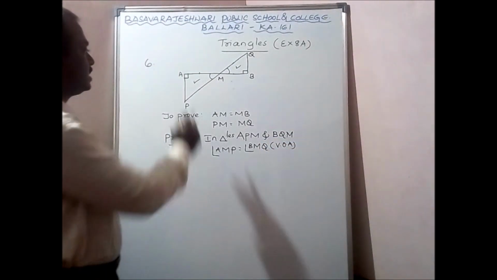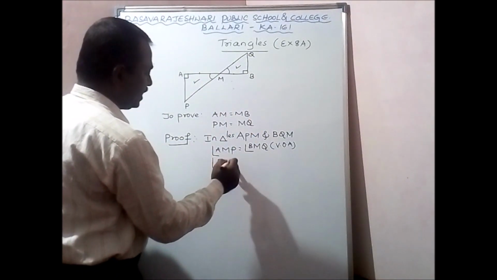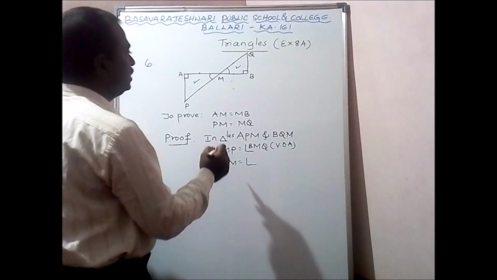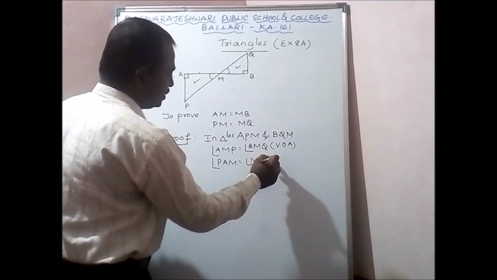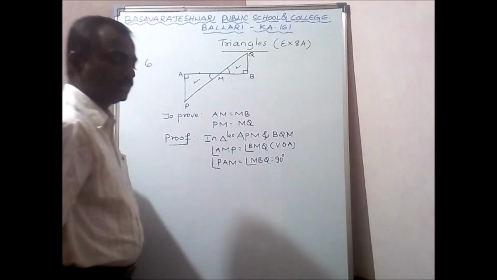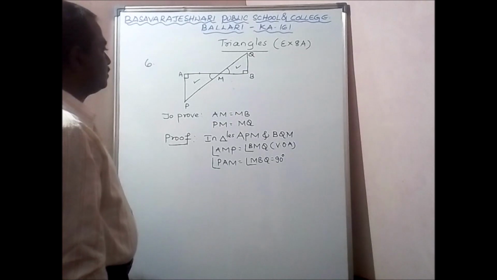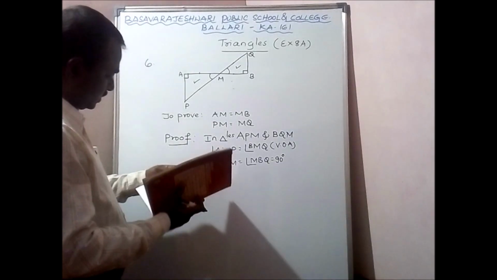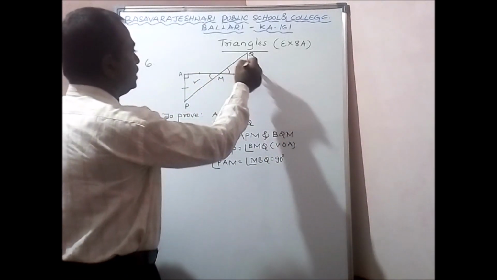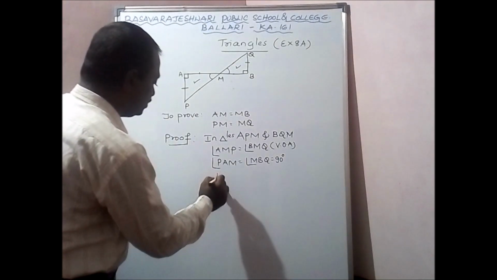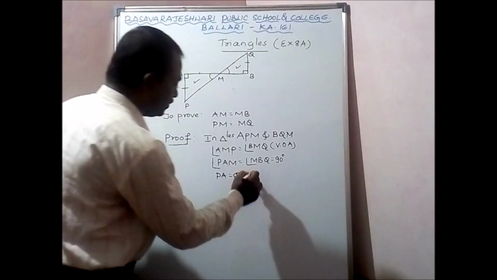One point is over. Similarly, they are given angle PAM is equal to angle MBQ, and angle MBQ is equal to 90 degrees. They are only given. Two angles are over. Now one more side: PA is equal to QB. They are given, so PA is equal to QB.